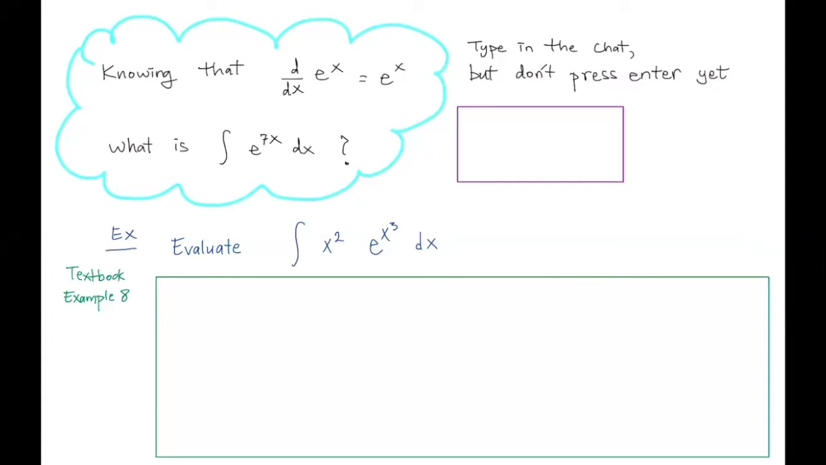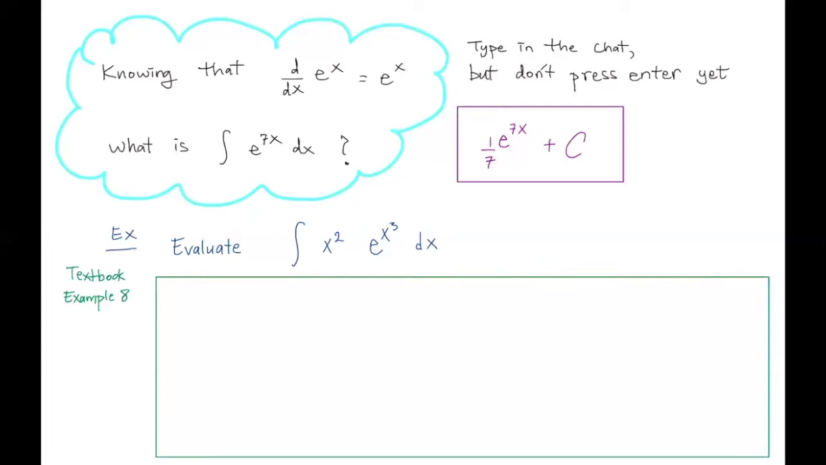Now let's compute the integral for the same function. We would get, again, e^(7x), but then we would divide by the derivative of 7x. So I have 1 over 7. And then don't forget the constant.